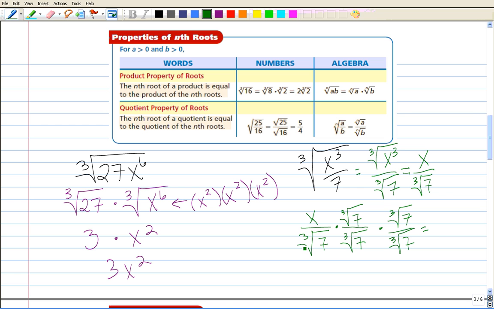Because in our denominator here, we'll have the cube root of 7 times the cube root of 7 times the cube root of 7, which is the cube root of 7 times 7 times 7. And then up here, we'll have x times the cube root of 7 times 7, which is 49. The cube root of 7 times 7 times 7 is just 7. So we have x cube root of 49 divided by 7, and that's your answer. So whatever your index is, that tells you how many times you should be multiplying that denominator by itself.